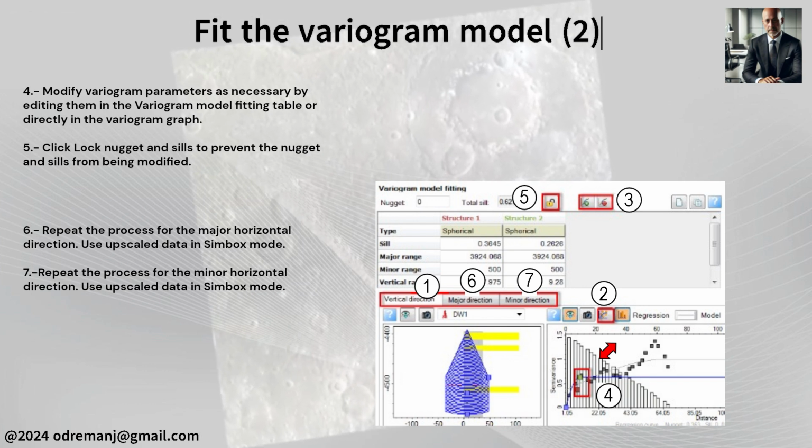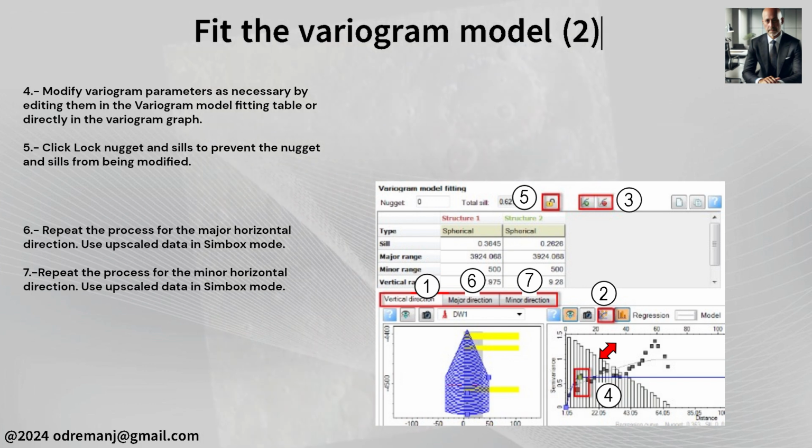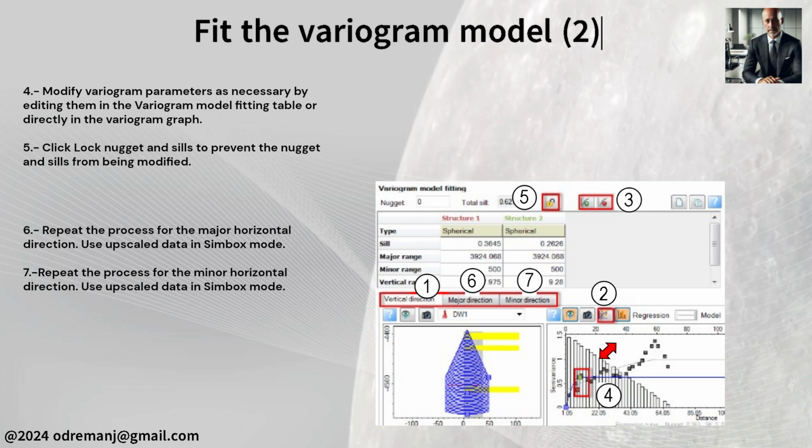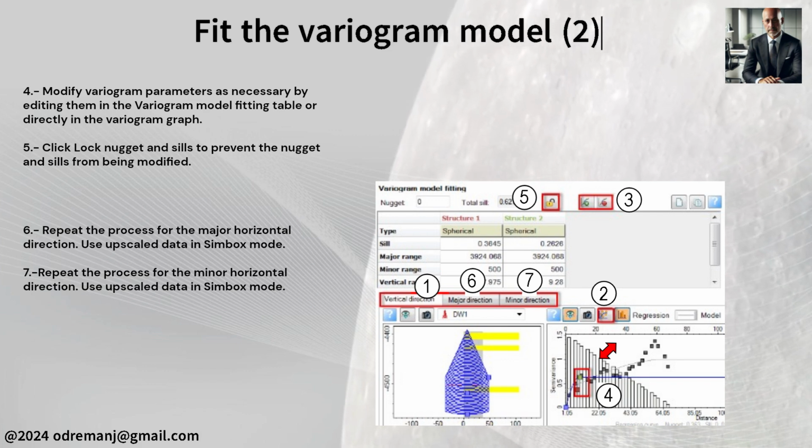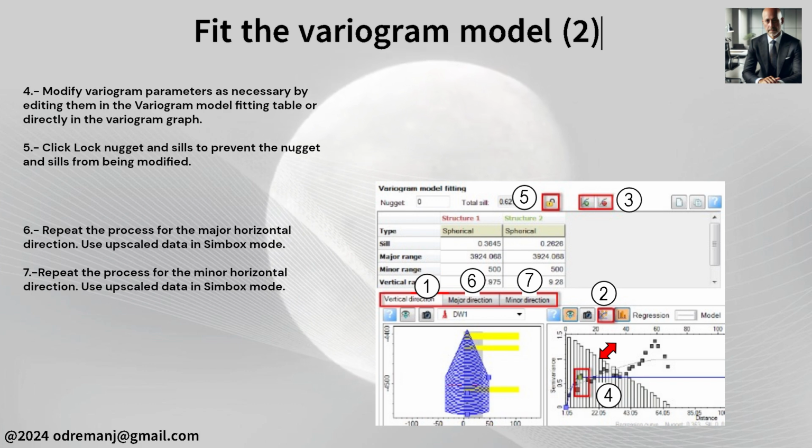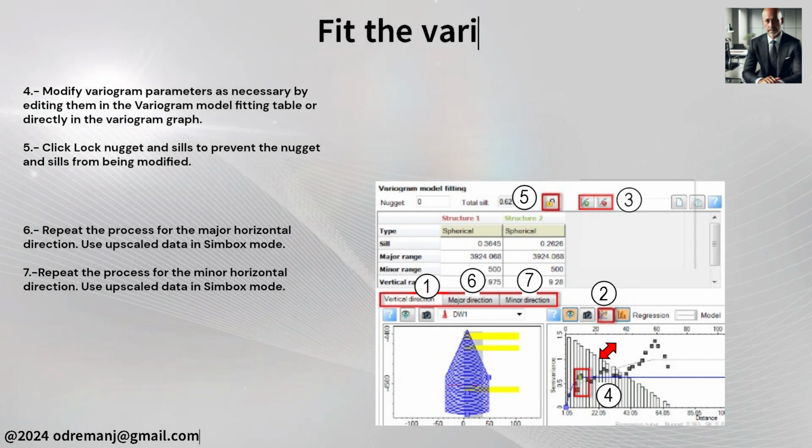6. For the major horizontal direction, repeat the process using upscaled data in Simbox mode. 7. Similarly, adjust the minor horizontal direction using upscaled data, ensuring the variogram is aligned with your criteria by locking the nugget and sills once satisfied.